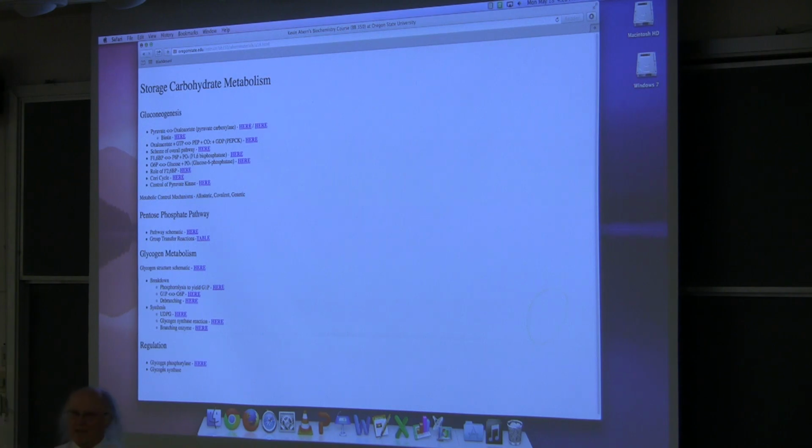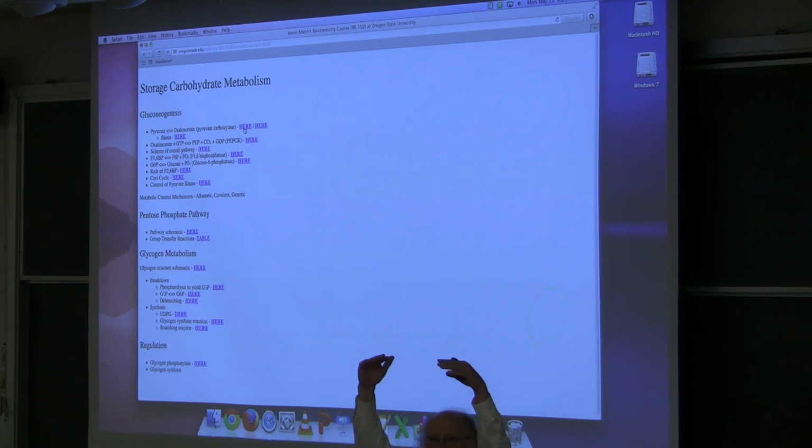Pyruvate kinase makes ATP in glycolysis. PFK uses ATP in glycolysis. And hexokinase uses ATP in glycolysis. All right, let's take a look at those reactions. We start doing gluconeogenesis from what I call the bottom and then move upwards, because we've been thinking about glycolysis as going from the top downwards. We're going to start at the bottom and move our way upwards.